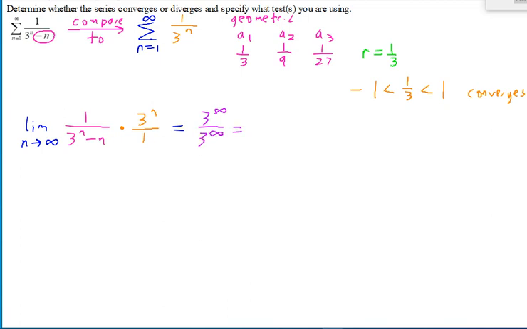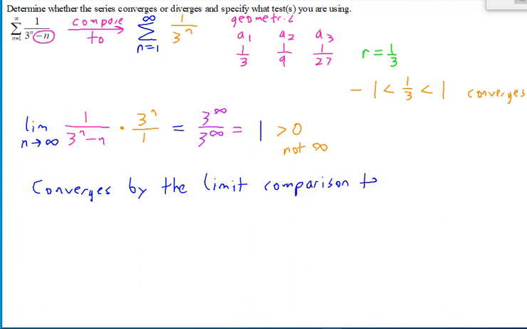So it's a common thing. You don't always get 1 with a limit comparison test, but it's a very common thing to get. And again, since that is something greater than 0 and not infinity, then we can use the limit comparison test, and these will do the same thing. So this one converges, so will our original one. So we can say this converges by the limit comparison test. And we also use the geometric series test.